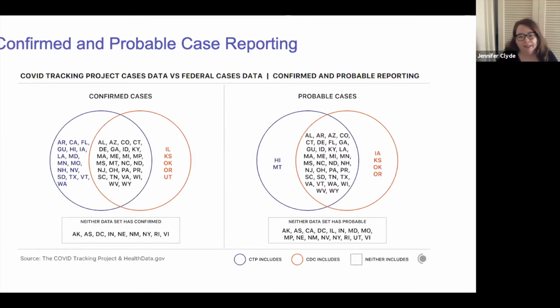So the confirmed cases are reported differently in 21 jurisdictions. They're shown in the outer portions of the Venn diagram you can see on the slide, and the probable cases are only reported differently in 6 jurisdictions. So again, even once you drill into the data, it's pretty similar. Since we don't have direct access to the reporting between the states and the CDC, we can't know the exact reason that these differences in reporting have occurred.